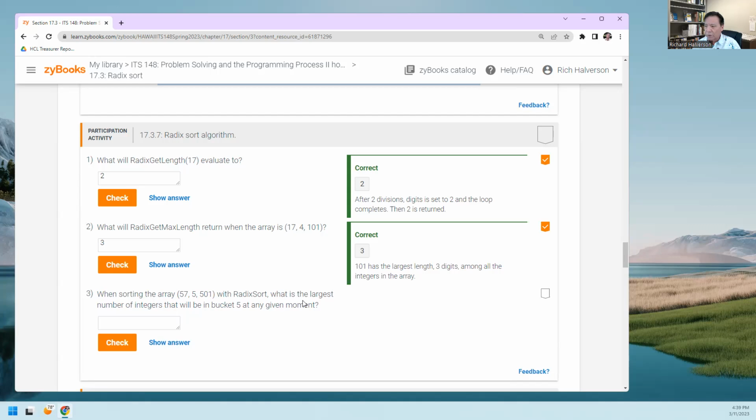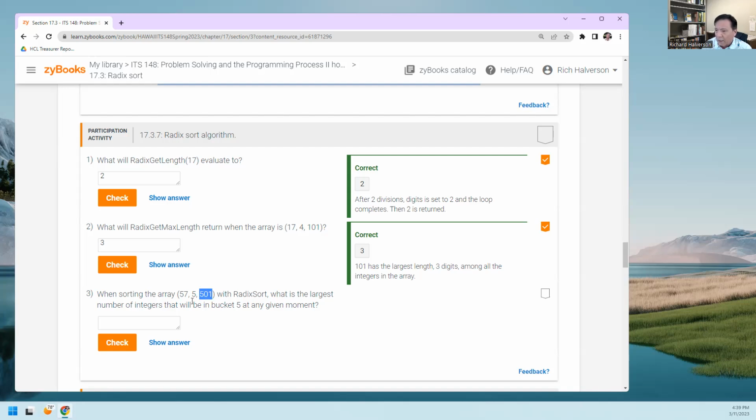So when sorting this with the radix sort, what is the largest number of integers that will be in bucket number 5 at any given moment? Well, when we're doing the lowest order digit, we're looking at the 7 and the 5 and the 1, so that means there's just going to be 1. When we do the highest order digit, it's going to be the 1 here and 1 here. Oh no, and 1 here. Not here, because that's in the lowest order digit, and not here because this is in the third highest digit, or the third lowest digit.